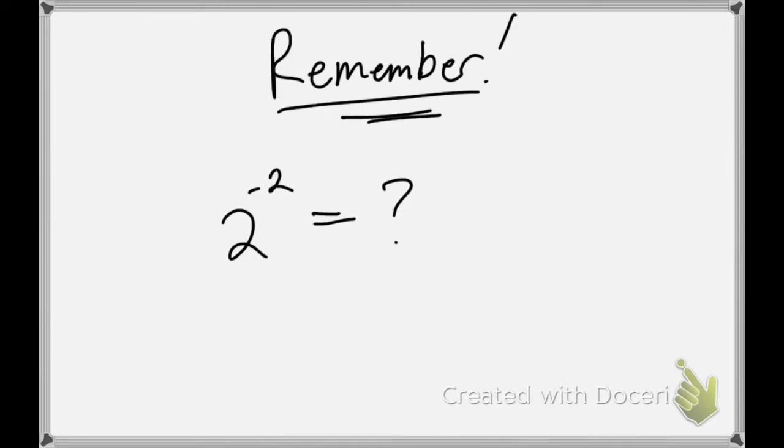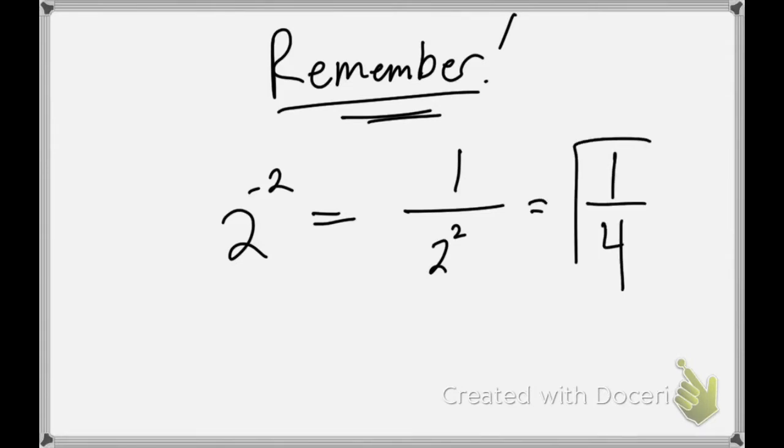Make sure you remember how to solve something like this. Let's say I have 2 raised to the negative 2, so we have a negative exponent here. What do I do in this situation? Well, remember, a negative exponent means I flip the number. If it's on top, it goes to the bottom, and if it's on the bottom, it goes to the top. So this would be 1 over 2 squared. Now my exponent is positive. Well, 2 squared is 4, so that would be my answer.